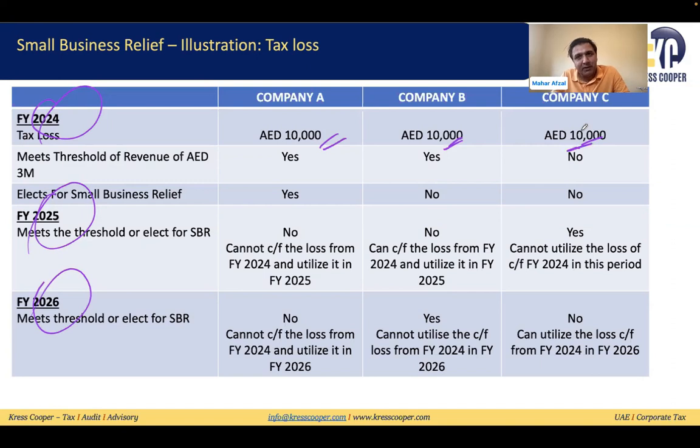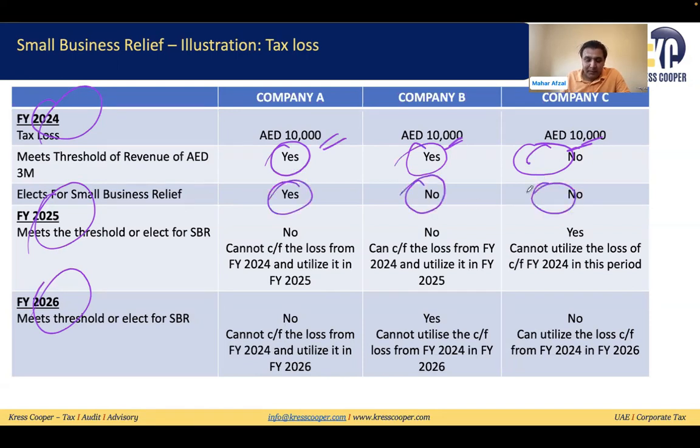This example is specifically related to the adjustment of loss. Meet the threshold, yes, they are meeting the threshold. They are not meeting the threshold. Here we are assuming. Then elect for small business relief, yes, they are electing, they are not electing, they are not electing. Now, the time they are electing for small business relief, any previous period loss for the year 2024, they cannot adjust. They cannot adjust.